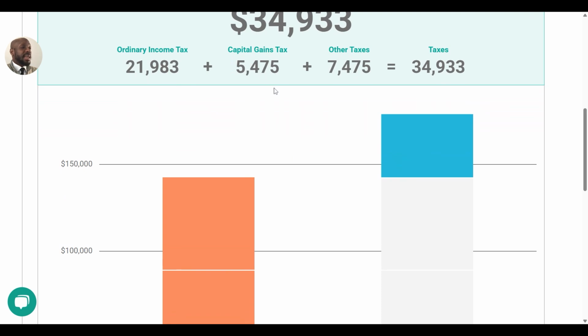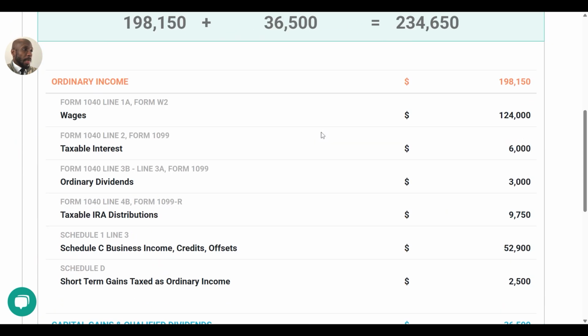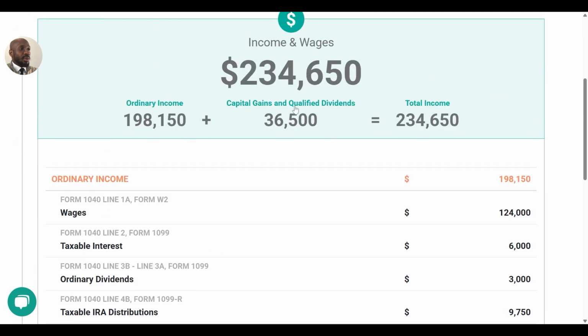They'll be paying about $5,475 in capital gains taxes. Capital gains taxes is essentially, let's go back to the income here, based off this capital gains and qualified dividends. Remember I mentioned earlier that capital gains and qualified dividends are taxed at more favorable tax rates than ordinary income. In this case, they'll be taxed at a maximum of 20%. It can be as low as 0, or it can be 15%, depending on what the tax bracket is. And then the ordinary income is taxed at the higher tax rate.